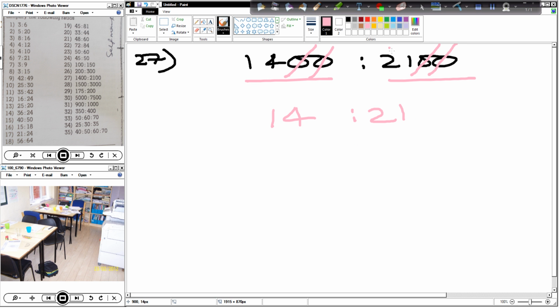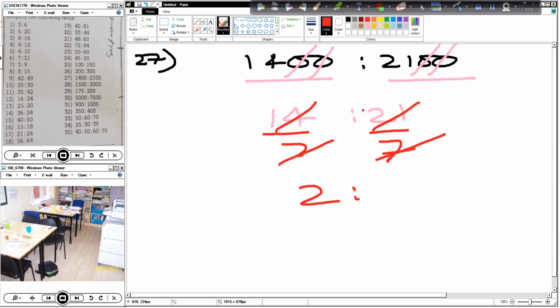Mr. Ali, what do you know will divide into 14 and 21 without leaving a remainder? 7. So 14 divided by 7 is 2. 21 divided by 7 is 3. And that's the end of that question.